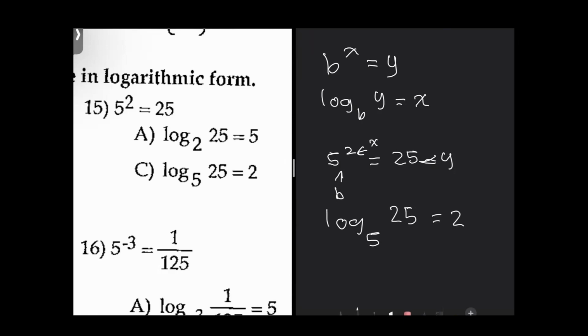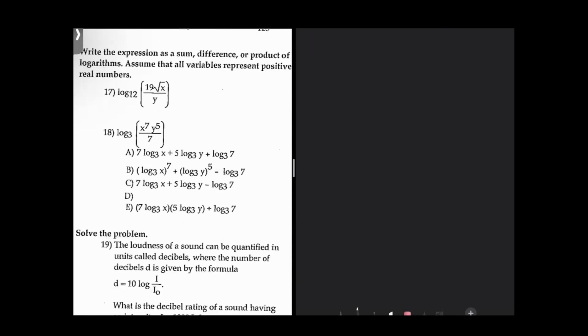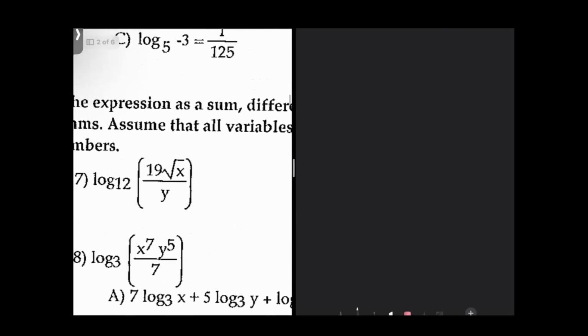So all we're doing is just converting from exponential and logarithm, and vice versa. If you get a logarithm, let's go in reverse to get the exponential. For number 17, we simply want to expand the logarithm. And in order to expand, there are some properties of logarithms you need to know.